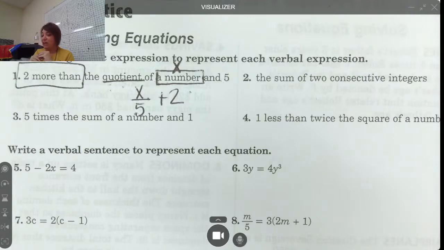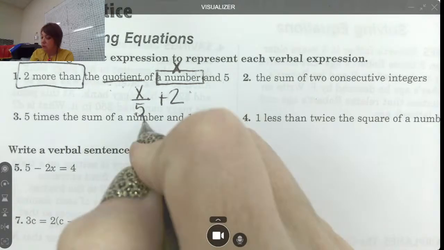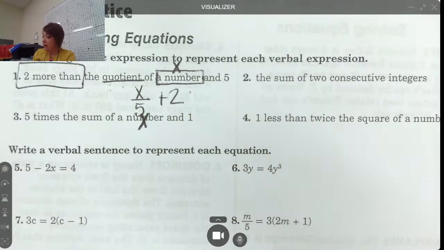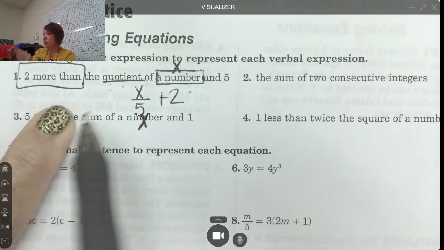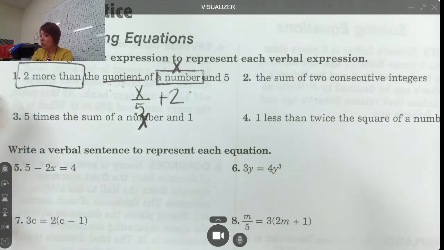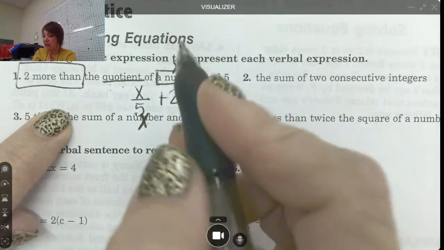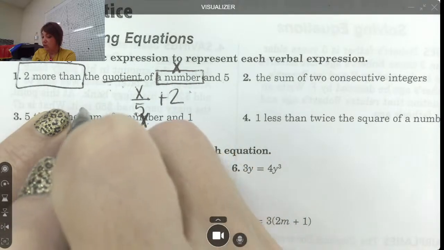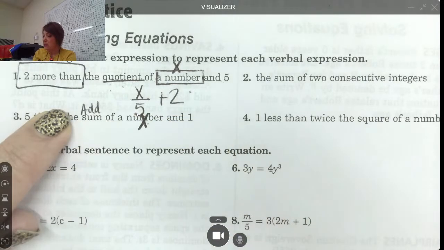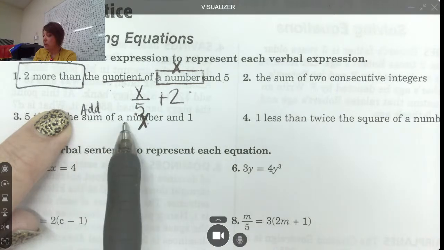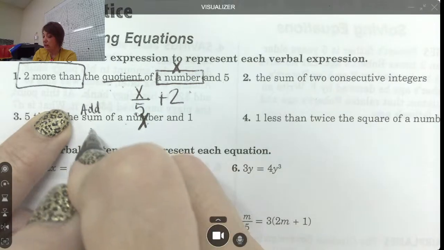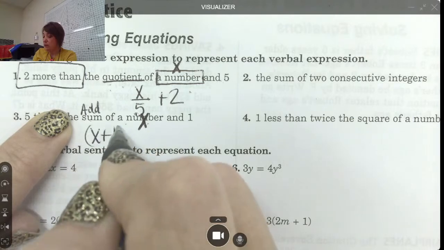Okay. 5 times the sum of a number and 1. We're doing number 3. Okay, so where's our number? Where's our variable? Right there, right? And it says we're just going to branch right out. So the sum of a number and 1. What does sum mean in math? Addition. So sum is addition, right? So if we're doing the sum of a number and 1, we're doing x plus 1.